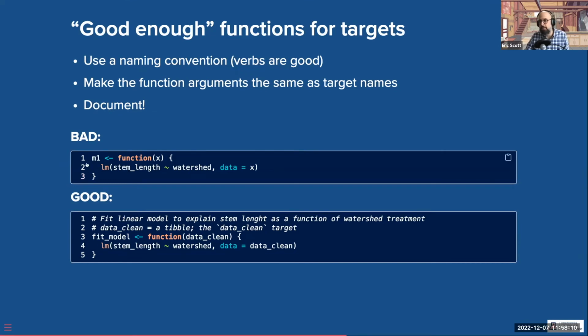So here's an example, a kind of bad version where we've got a function that's just called M1 and it takes an argument X and it fits a linear model. This function does the exact same thing, but it's called fit model. The argument is called data underscore clean, which is what the target is named, I guess. And it also has some comments about what it does. Oh, with a typo in it.